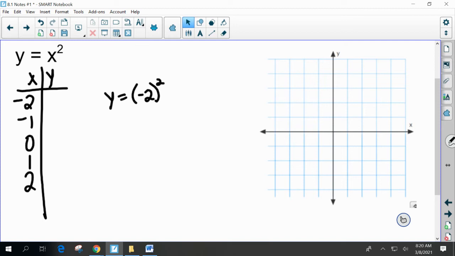4. Okay, +4. And then -1 squared. 1. And 0 squared. 0, and then 1 squared.